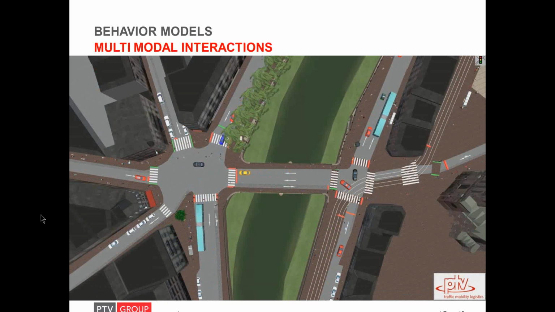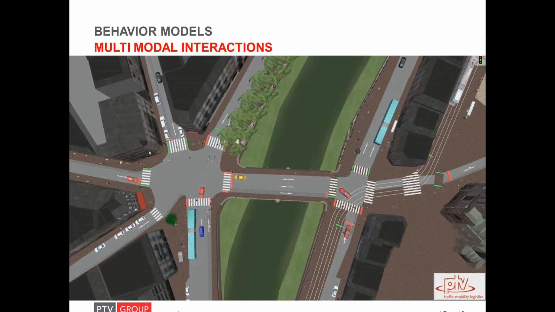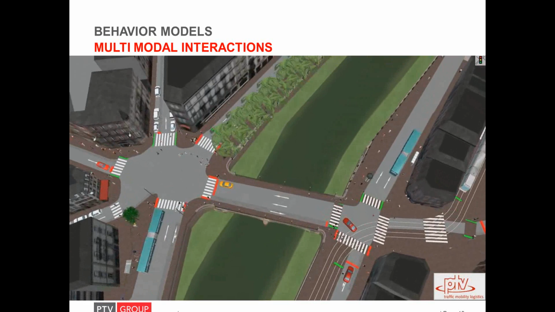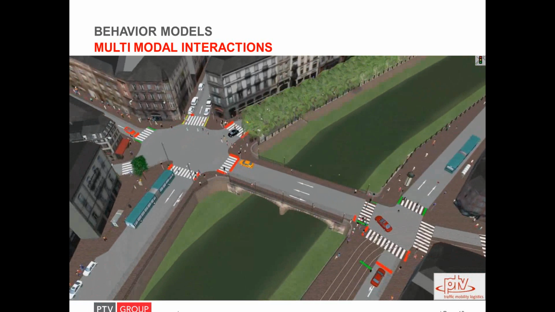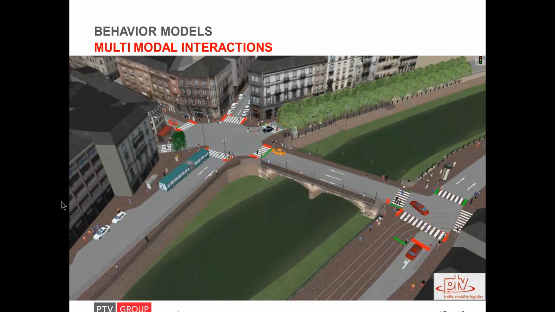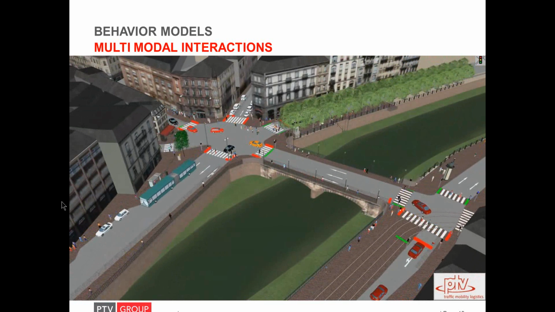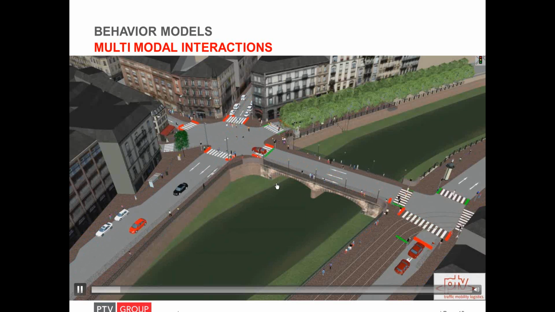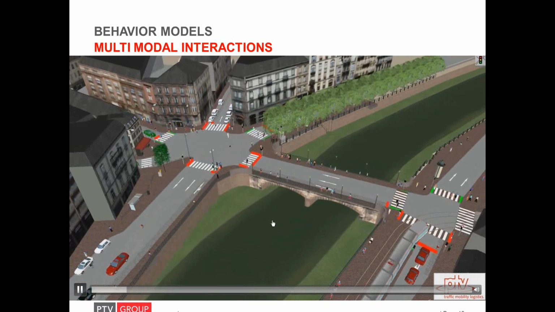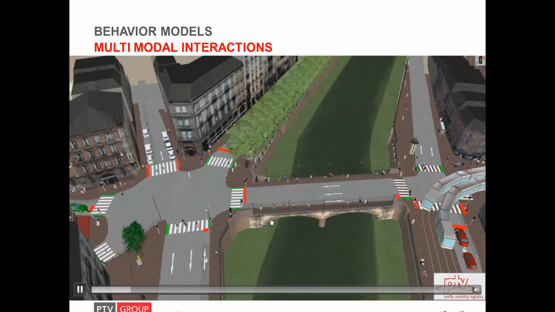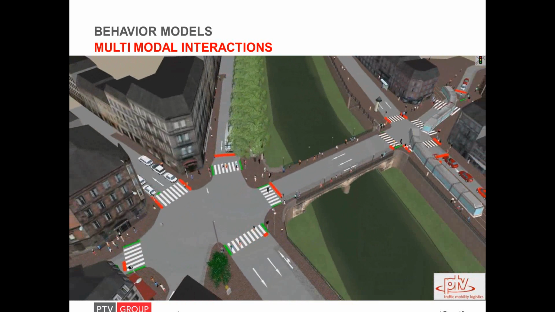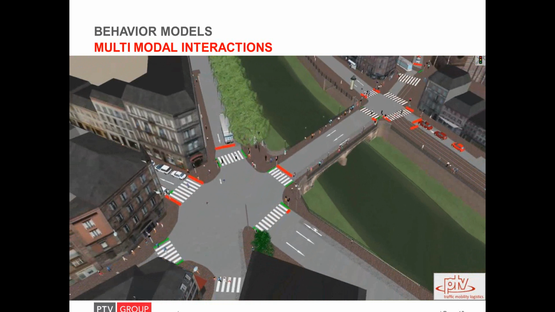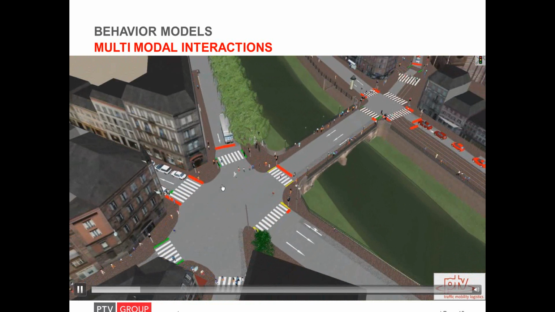Of course, different modes of transport can share infrastructures, so the interaction of vehicles, cyclists, and pedestrians has to be modeled as well. This is an example that shows an intersection in Strasbourg in France with pedestrians, cyclists, motorized vehicles, and public transport vehicles. And Vissim was used here in this project to assess different geometry layouts and different traffic signal control programs at these intersections regarding the delays for the different transport modes.